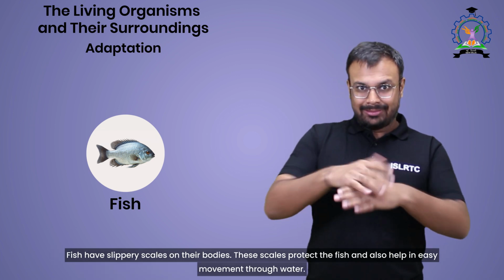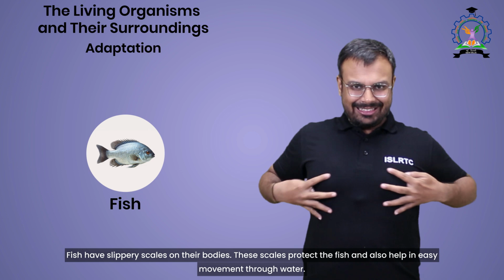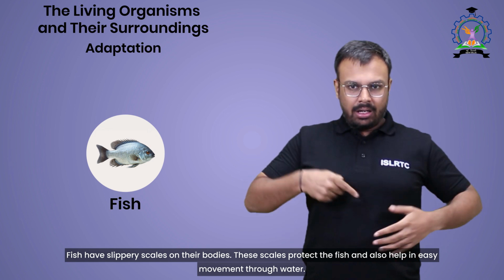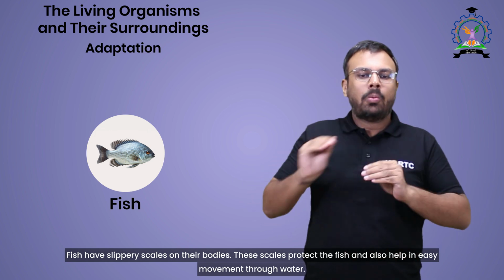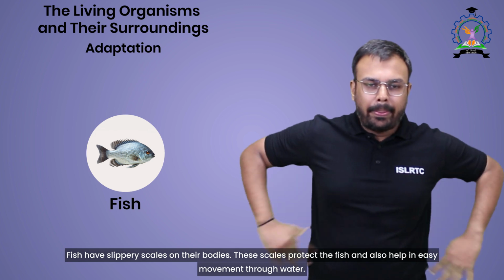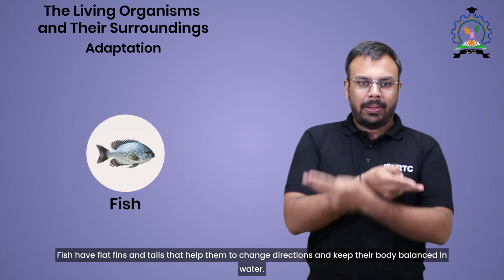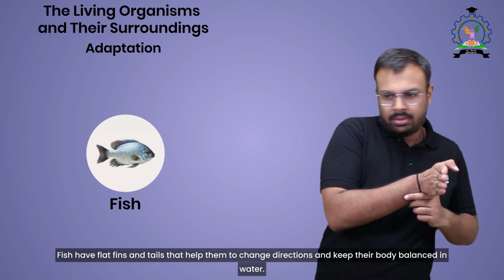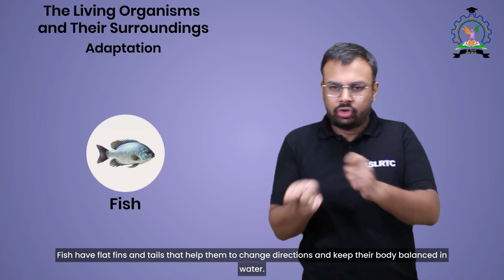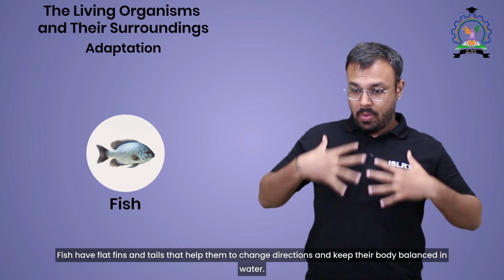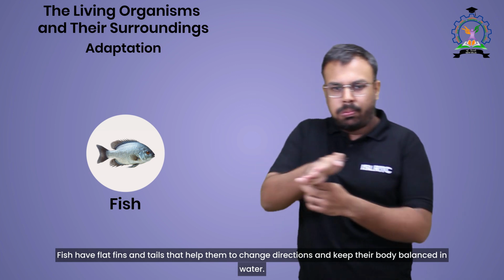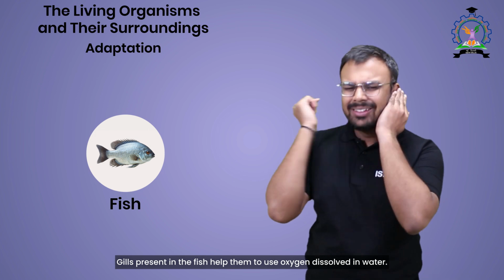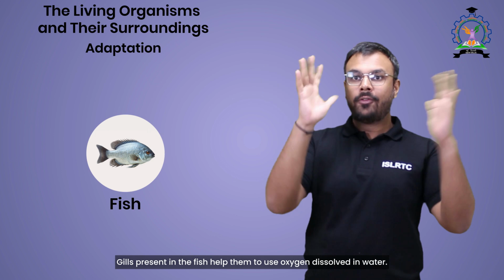Fish have slippery scales on their bodies. These scales protect the fish and also help in easy movement through water. Fish have flat fins and tails that help them to change directions and keep their body balanced in water. Gills present in the fish help them to use oxygen dissolved in water.